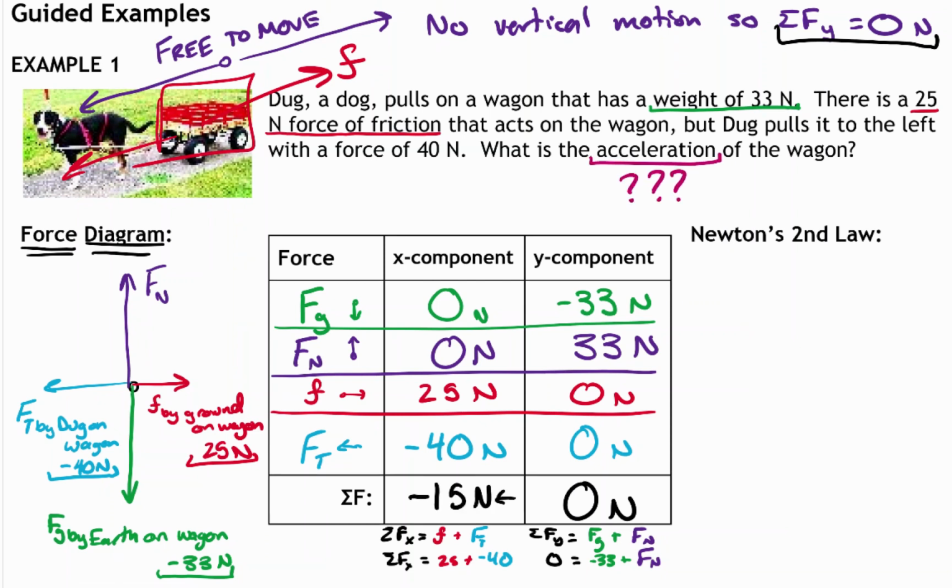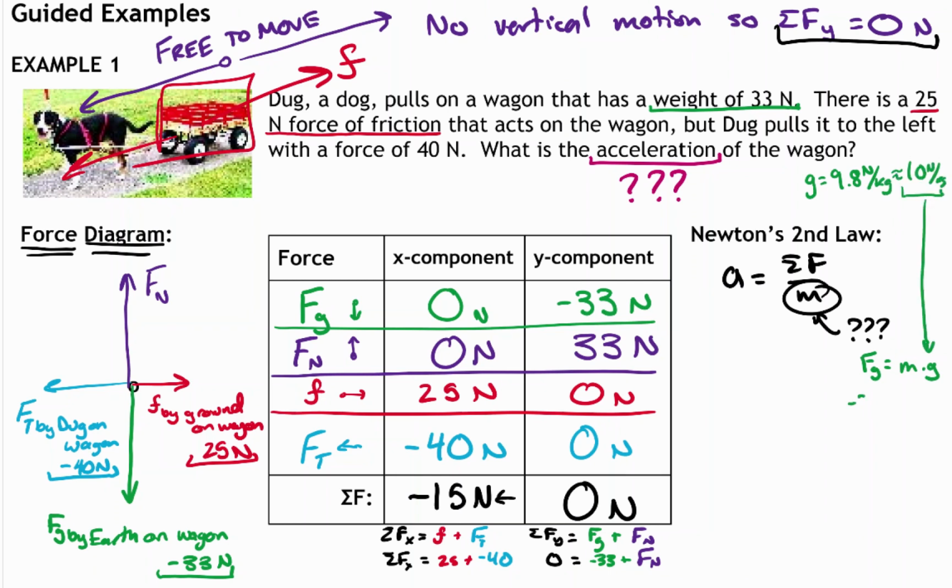But what we're looking for is the acceleration of the wagon. So we know from Newton's second law that acceleration is proportional to the net force and inversely related to the mass. But we still don't know what the mass is. Lucky for us, the force of gravity is calculated using mass and gravitational field strength. We know the gravitational field strength is 9.8 newtons per kilogram, but we can round it to 10 newtons per kilogram. So the force of gravity, negative 33 newtons, equals mass times 10, so the mass is 3.3 kilograms. This equation calculates the magnitude of the force of gravity, so we know that the mass is positive.